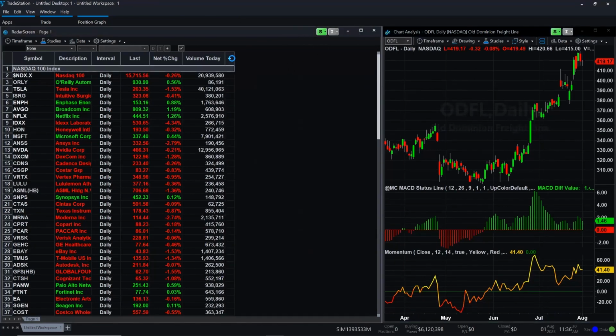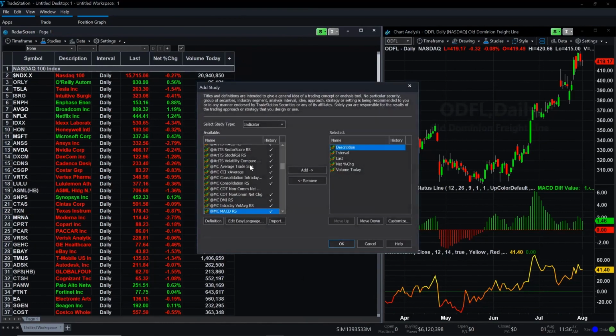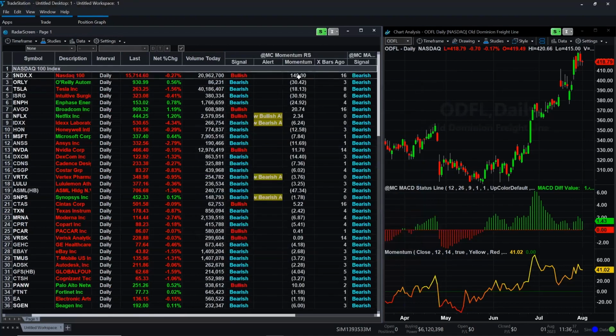So I'm going to get rid of my MACD and actually, no, let me just keep MACD and I'm just going to add momentum along with it. So let me go ahead and add both of them. I'm going to leave momentum above MACD so we can see it right here on the screen. And here's the momentum study.